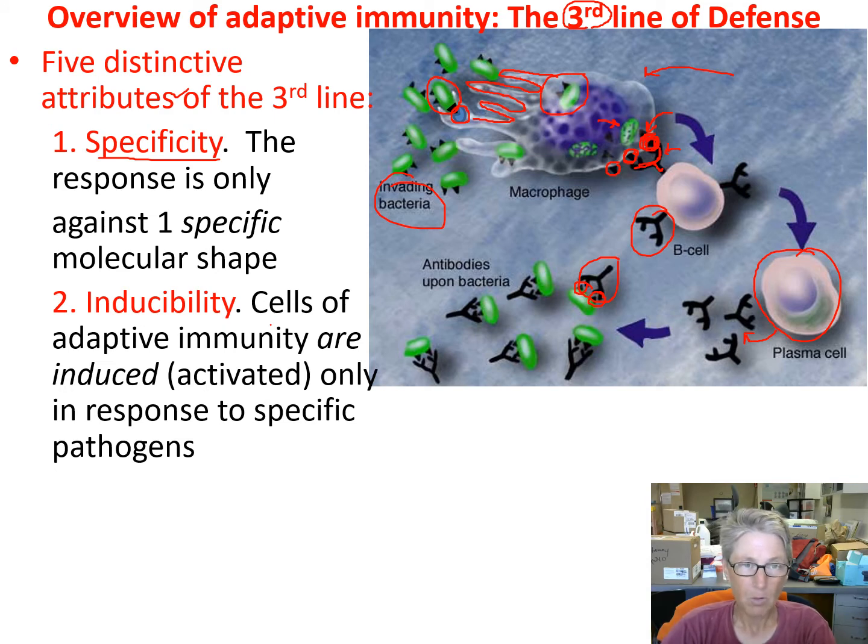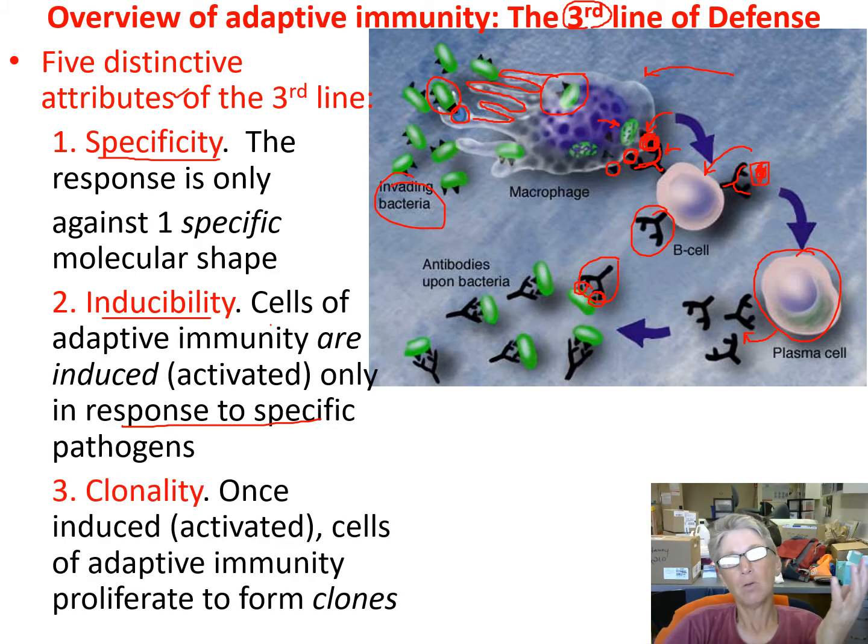The second attribute of the third line of defense is inducibility. So cells of adaptive immunity are activated or induced only in response to specific pathogens. So for example, this B cell, with its B cell receptor, could try to recognize, let's say, this square molecule. If this B cell receptor, this black thing, doesn't recognize this thing, then the B cell will not become induced or activated.